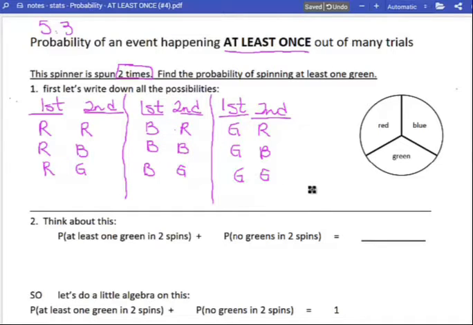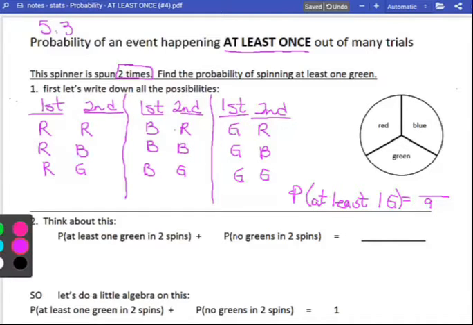All right, so what is the probability of spinning at least 1 green? Okay, well first of all, what's the total number? Out of the 9 different ways you can spin twice, because here they all are, 1, 2, 3, 4, 5, 6, 7, 8, 9. Okay, how many of them have at least a green? Well, I'm gonna change my colors here just to show you.